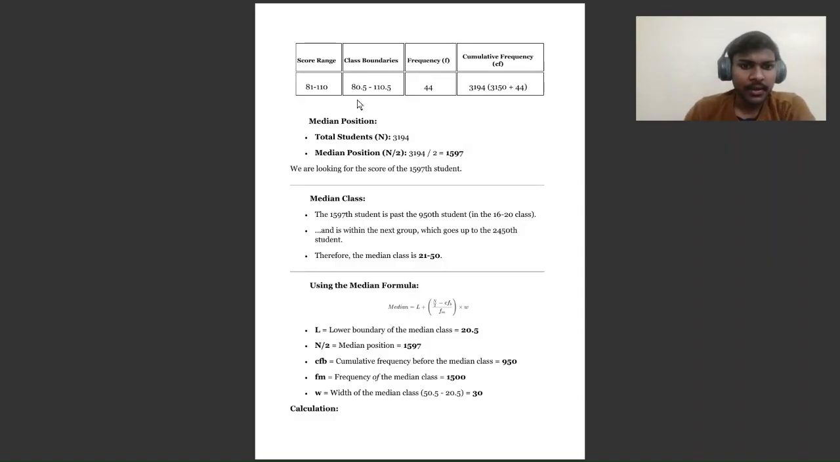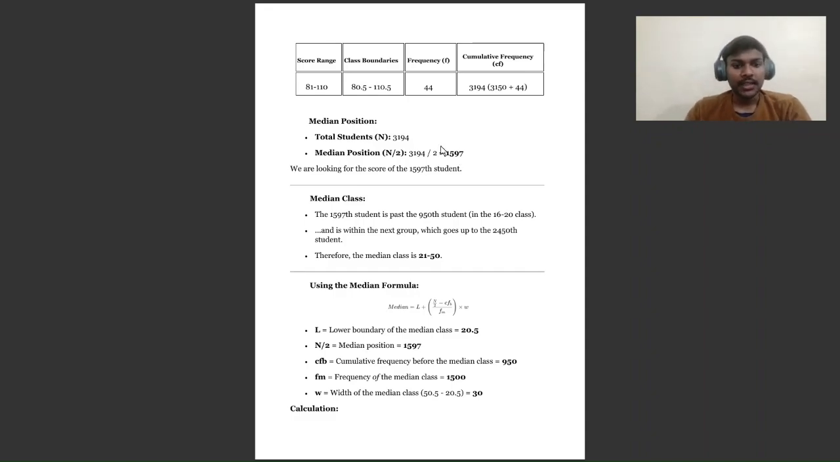Coming up on step 2, find the median position. Median position is equal to n by 2, which is 3194 by 2, which comes out to be 1597. Now step 3, identify the median class. Cumulative frequency up to 16 to 20 is 950. Cumulative frequency up to 21 to 50 is 2450. Since 1597 lies between 950 and 2450, the interval 21 to 50 is the median class.